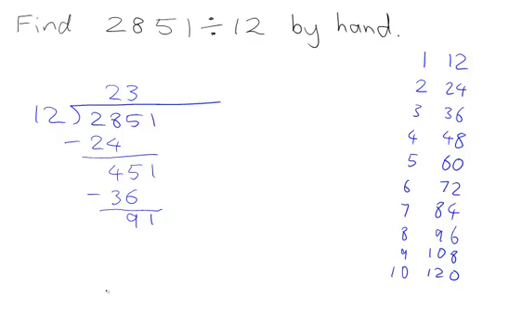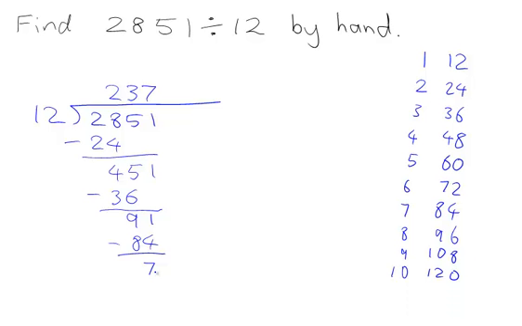Okay, so how many 12s go into 91? 96 is too far, so 84 is the nearest multiple of 12, and that was 7 times 12. So 91 minus 80 would be 11, 11 minus 4 would be 7. Okay, so I've got 237, and I've got 7 left over.